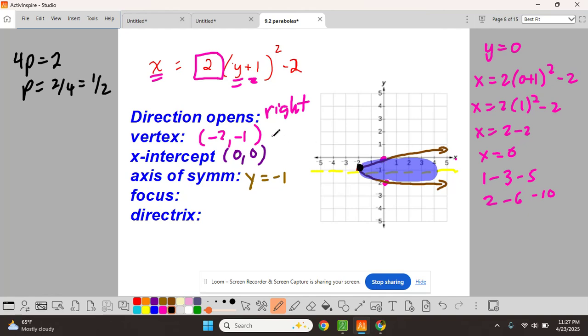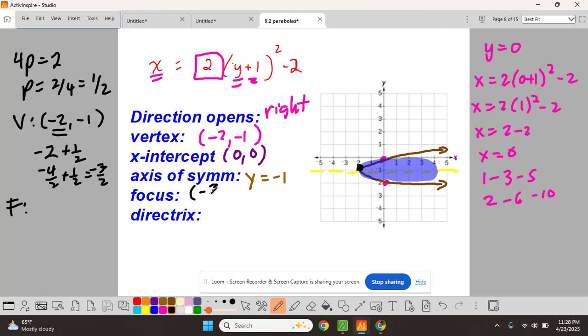I'm going to go to the right. If I'm going to go to the right, I'm going to impact the x value. Since my vertex is (-2, -1), going to the right, I'm going to add half to the x value, or to the h. So -2 plus half will give us what? This is -4 over 2 plus half. That will give us -3 over 2. So my focus now is (-3 over 2, -1). Same level for the y. So somewhere right there, okay?